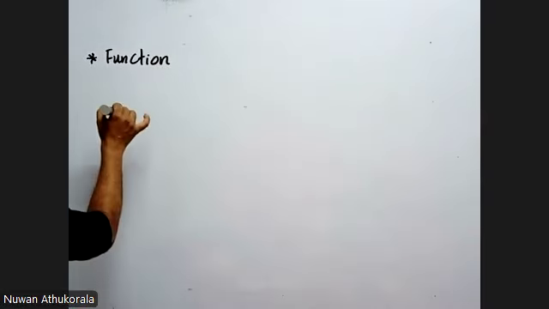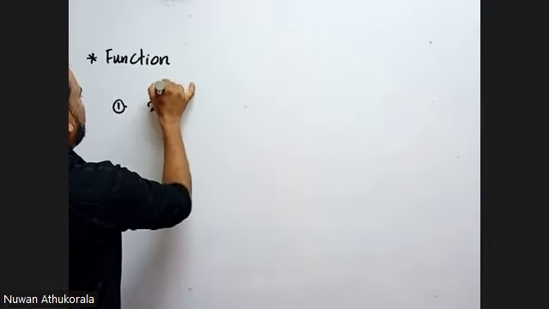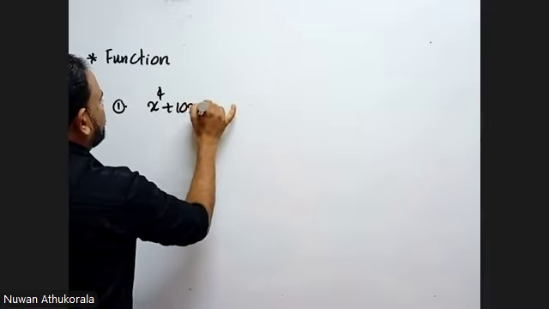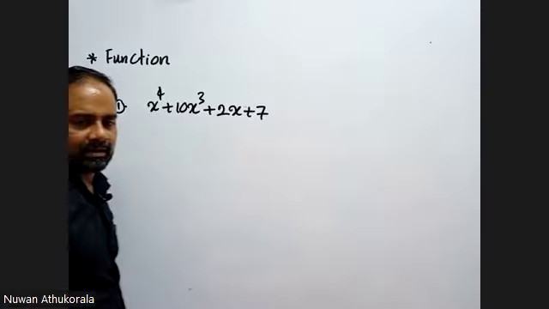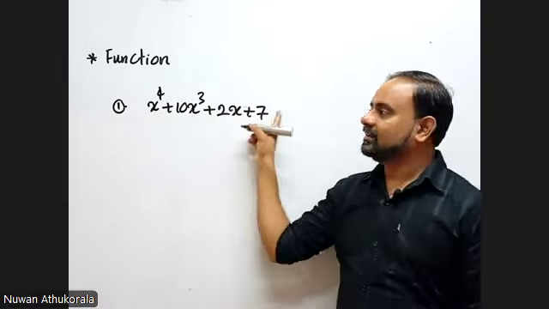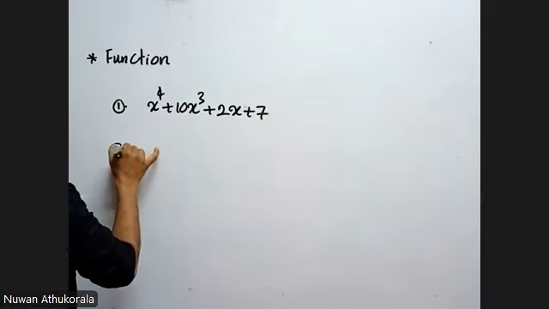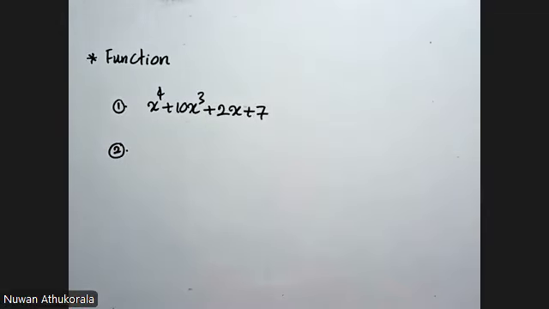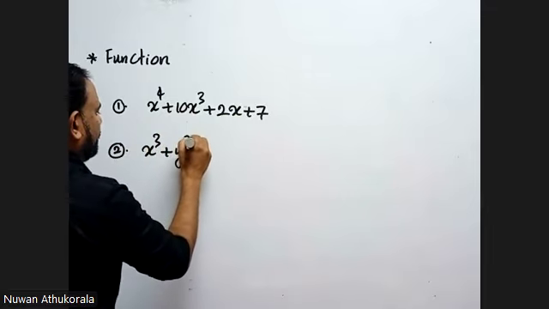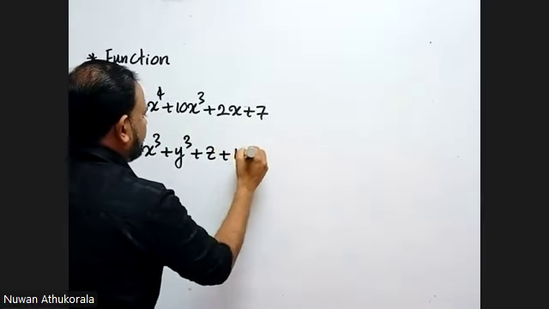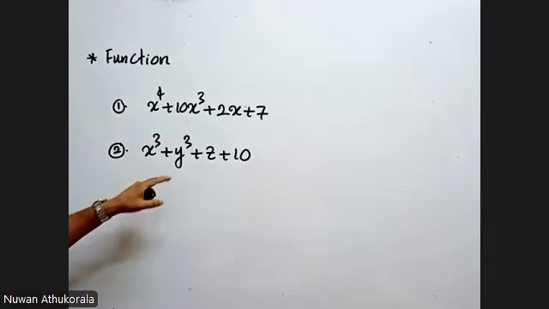Examples. Number 1, x to the power 4 plus 10x cube plus 2x plus 7. The variable of this function is simply x. We can use any number of variables to write a function. For example, x cube, y cube plus z plus 10. Variables of this function are x, y and z.